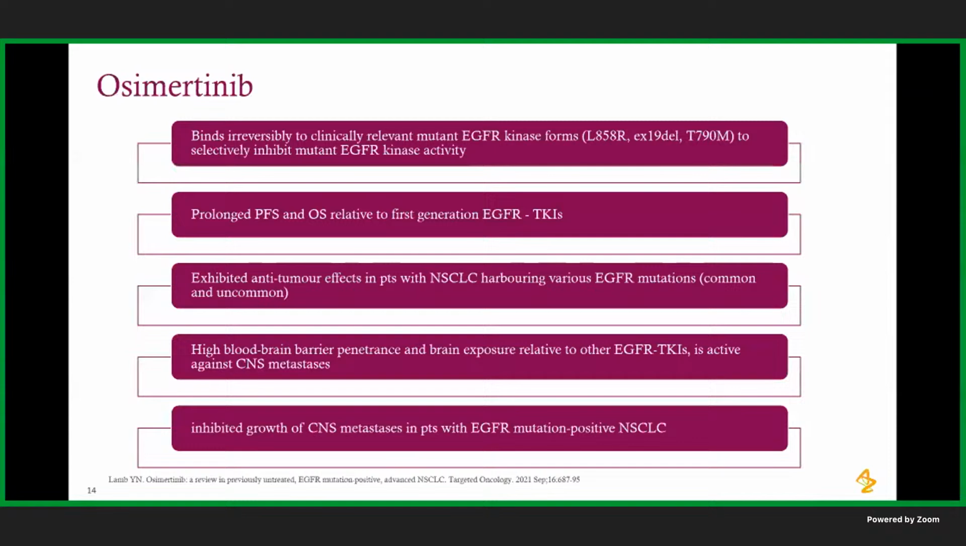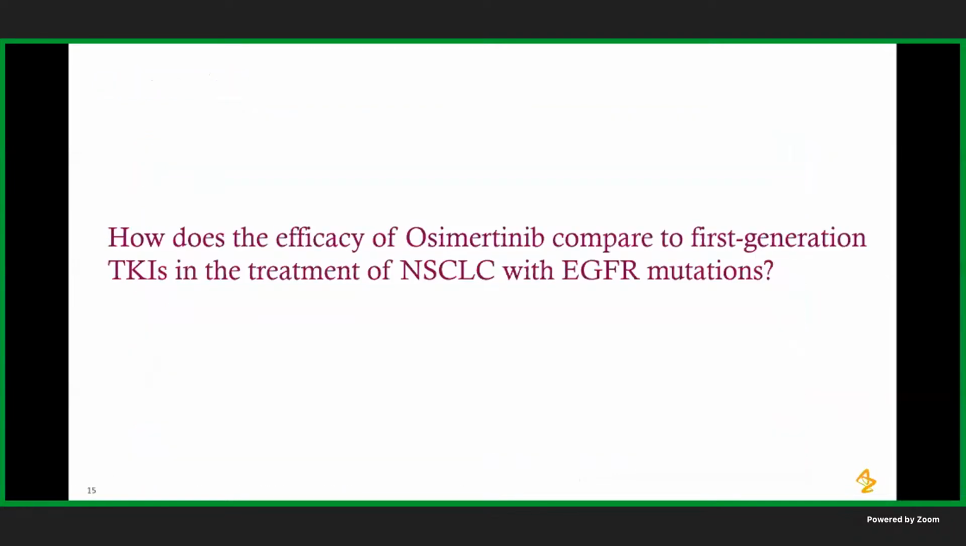So, osimertinib binds irreversibly to clinically relevant EGFR kinase forms, specifically exon 19, T790M, and L858R. We know that, and it selectively inhibits mutant EGFR kinase. We also know that it prolongs PFS and OS relative to first generation TKIs, and this has been exhibited in various trials. High blood-brain barrier penetrance and blood exposure relative to other TKIs is achieved against CNS mets, and therefore CNS metastatic patients have better outcomes when treated with osimertinib.